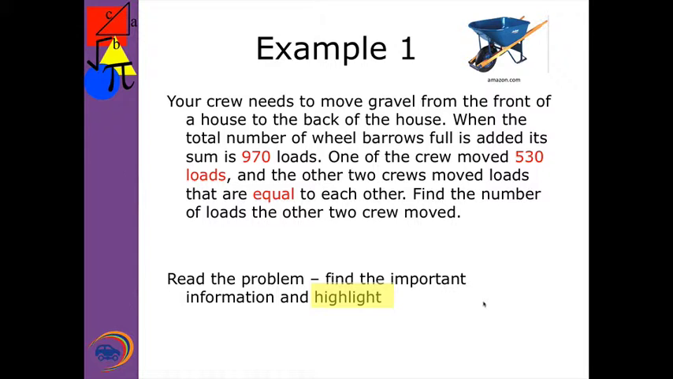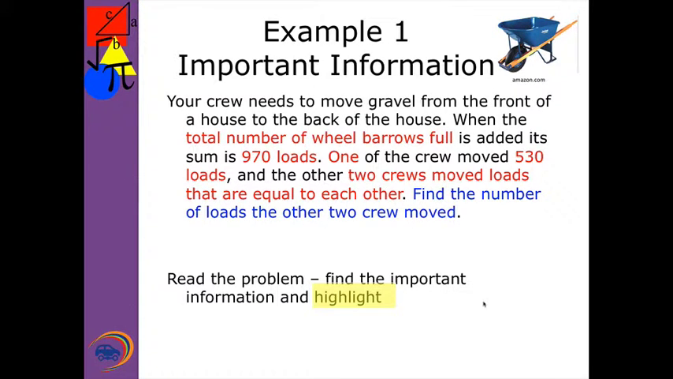All right, so what I want you to do first, I know it's kind of confusing, is just to go back and highlight what's important. Pause the video, have students compare what they highlighted, and I'll meet you back here in a minute. Welcome back. Let's see what I highlighted. I highlighted what was in red. First, for me, total number of wheelbarrows full is added to find the sum of 970 loads. That was all important. Also, one of the crews moved 530 loads. The other two crews moved loads that are equal to each other. Those were the important things.